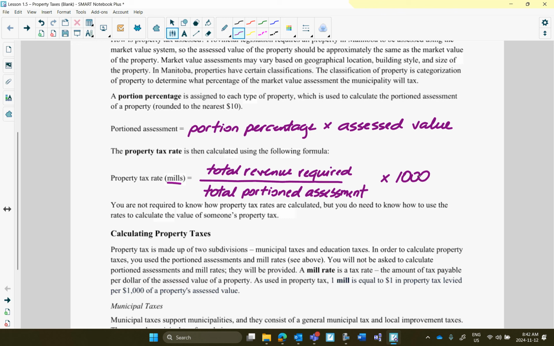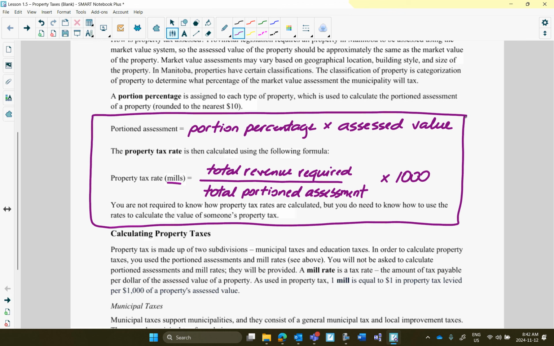Okay. Now, all that being said, you don't need to know this, but I did want to show you sort of how they come up with the tax rate. But in terms of actual things that you're going to be assessed on, you don't need to know. You're just going to be given the property tax rate. Okay? And then you'll calculate how much a person or a family owes in property taxes.